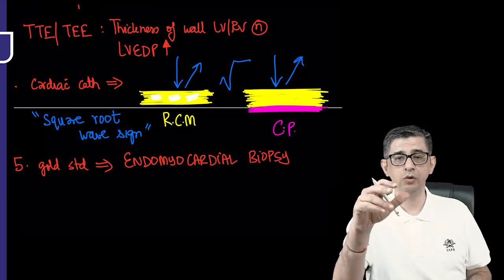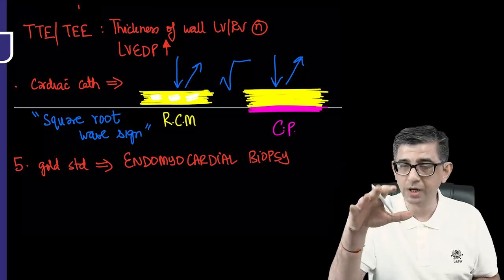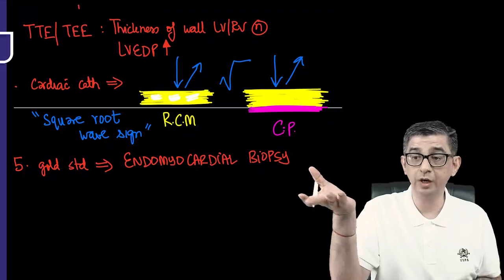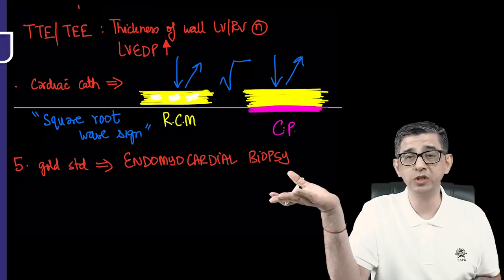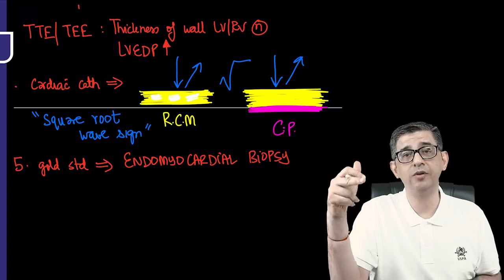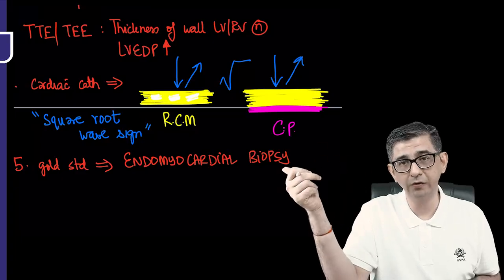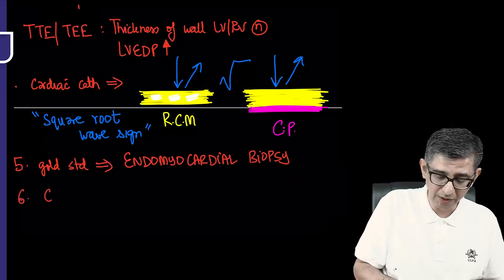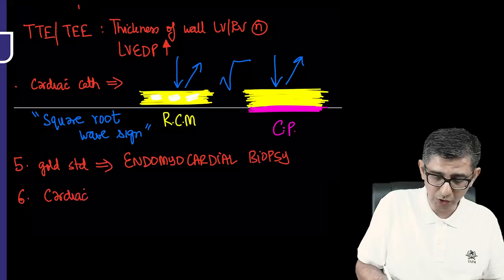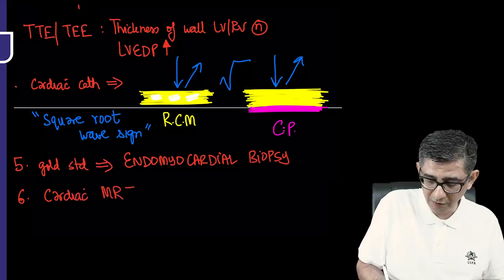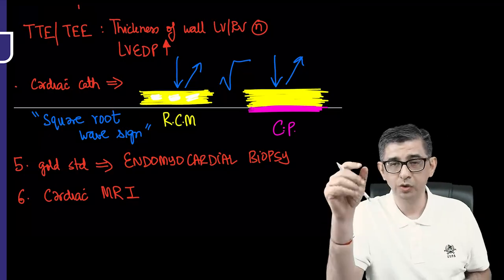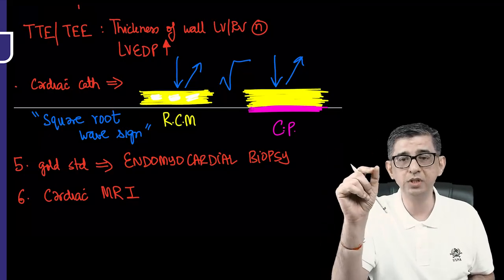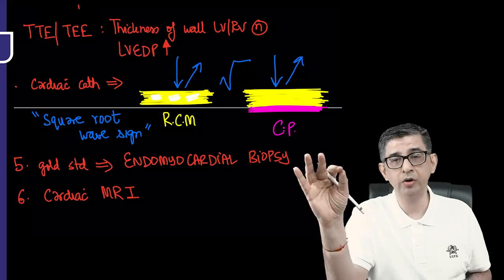But this happens to be a gold standard investigation because it can demonstrate fibrosis, and it can demonstrate amyloid protein deposition in the wall of the heart. It can differentiate it from constrictive pericarditis. More importantly, nowadays patients always prefer a non-invasive method for diagnosis. So in the question, if he uses the word gold standard, then it is endomyocardial biopsy.